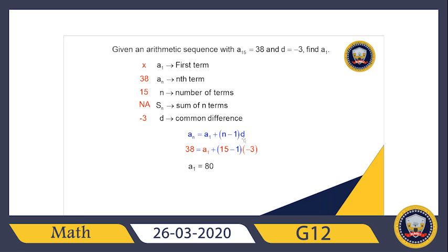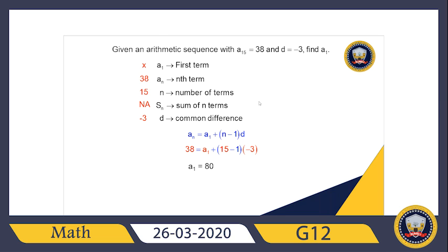So to find the first term we can use the formula an equals a1 plus (n minus 1) d. So guys, as I told you, this formula is a general formula for arithmetic sequences. Instead of an, we have 38, we need a1 because it's the first term, n is 15, and d is -3. So we substitute each one of these variables to get a1, the first term in this example.